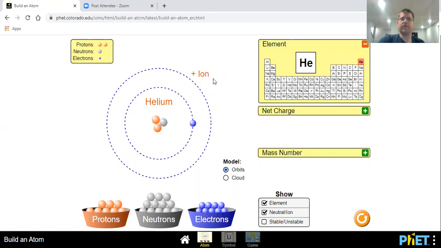Uh-oh. I don't have an atom anymore, but I have helium? Wait a minute. Let me do that again. I just changed the number of protons, and I have a new atom. Replay. Changed the number of protons, and I have a new substance. Wait a minute. I don't have an atom yet.